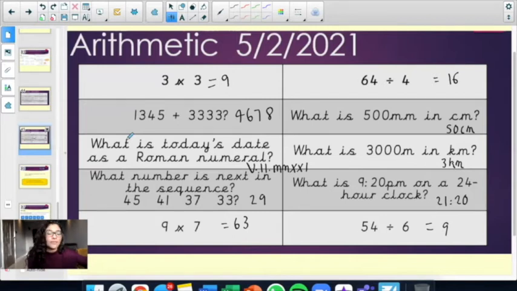64 divided by 4 equals 16. What is 500 millimeters in centimeters? 50 centimeters. What is 3,000 meters in kilometers? 3 kilometers. What is 9:20 p.m. on a 24-hour clock? 9:20 p.m. is known as 21:20. 54 divided by 6 equals 9.